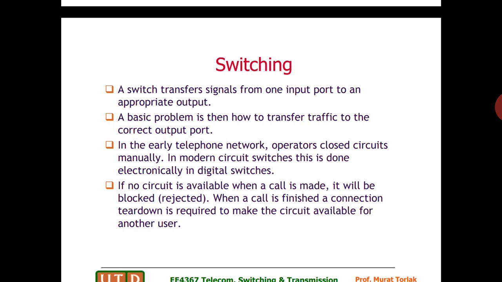In the early telephone network, circuits were closed manually. In modern circuit switches, this is done electronically in digital switches. If no circuit is available when a call is made, it will be blocked or rejected. When a call is finished, a connection teardown is required to make the circuit available for another user.